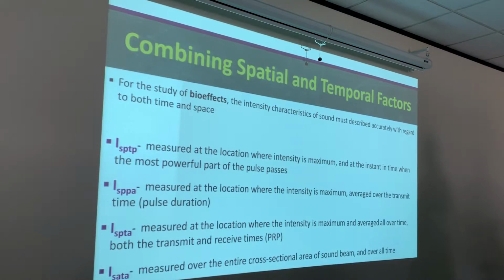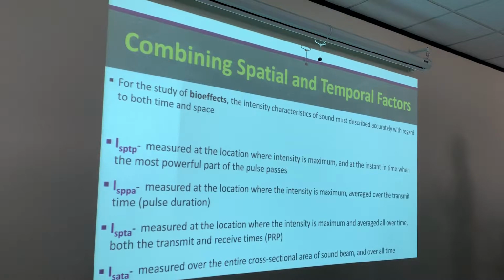So they're going to ask that 100%. Which one is the most concerning for bioeffects? Spatial peak temporal average. Okay? Because when we talk about bioeffects, or how sound affects the body, we just can't talk about it with regards to just the pulse, because pulse ultrasound has two components, on and off time, right? So they have to talk about it in regards to both components of the pulse, the PRP, and the maximum in space. All right.